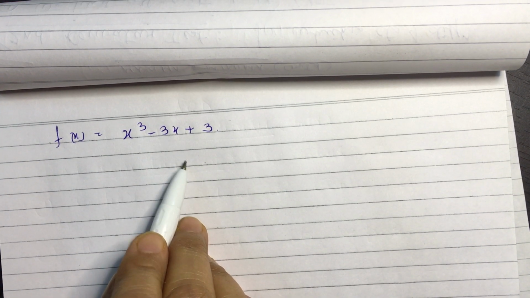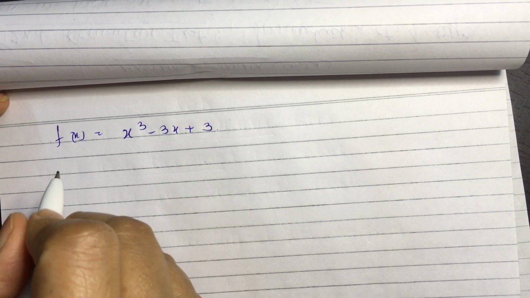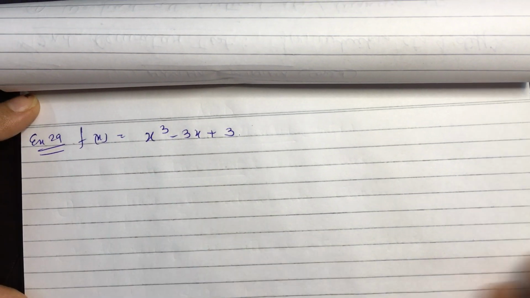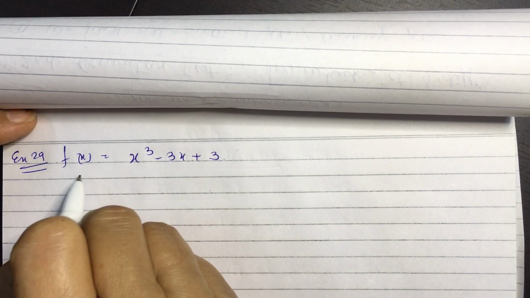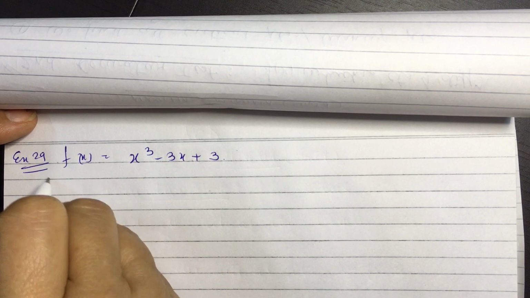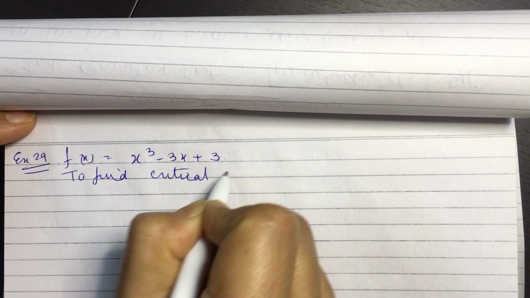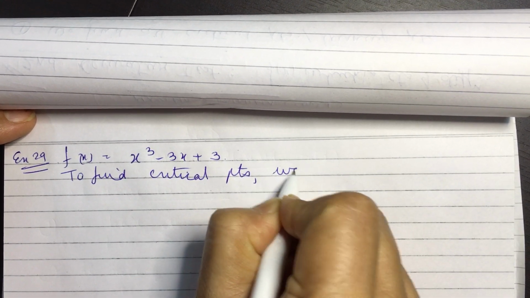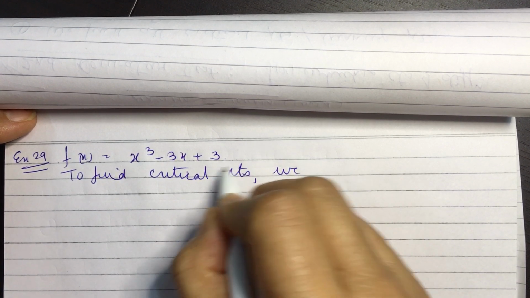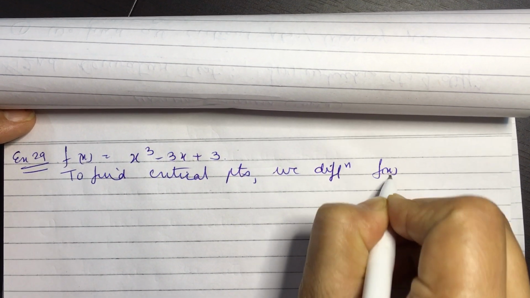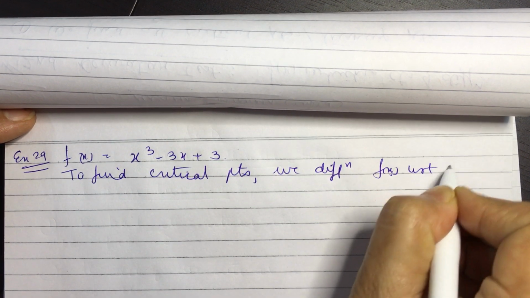Okay, the first two steps remain the same. This was example number 29, which we had taken earlier also. So what we do is first find the critical points. To find critical points, we find the derivative. So we differentiate the given function f(x) with respect to x.